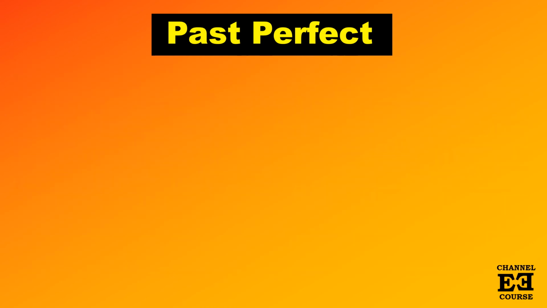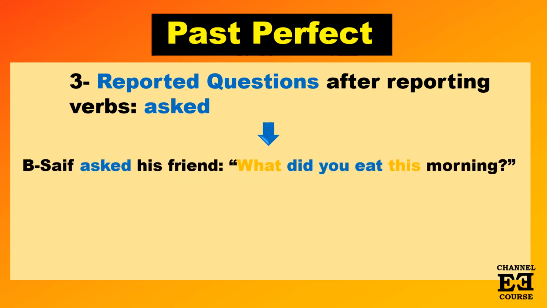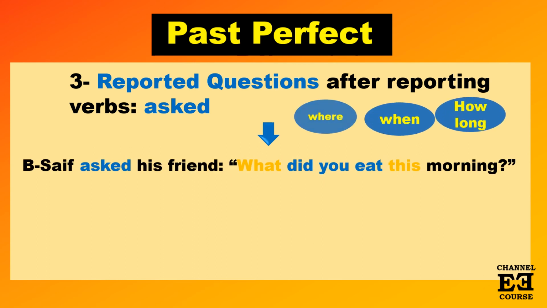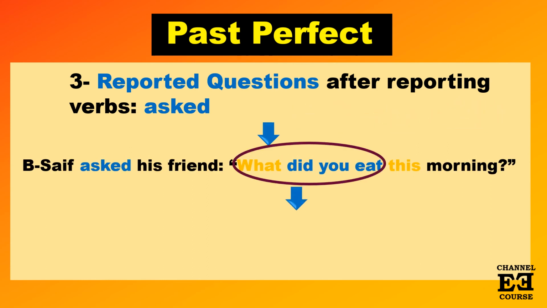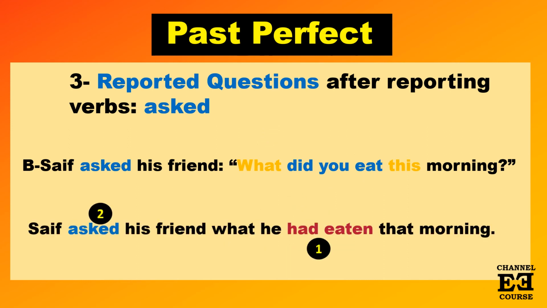In the same way, when we deal with reporting a question in the past simple, the main verb directly changes to past perfect, as in the following example. What did you eat this morning? If we report this question or any other WH question, the verb structure takes the affirmative form in addition to the past perfect. Here is the resulting statement. Saif asked his friend what he had eaten that morning.